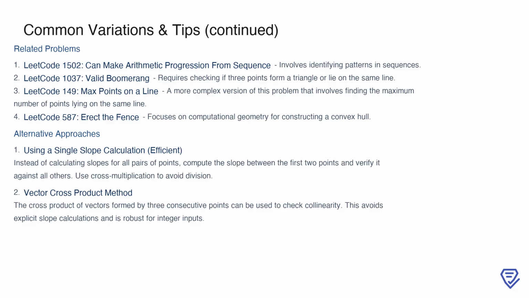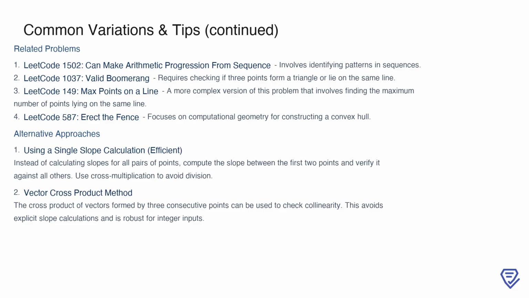Now, in terms of alternative approaches, one efficient method is to compute the slope between the first 2 points and compare it with the slope of all subsequent points. Using integer-based cross-multiplication here ensures that you avoid any precision issues from division. Another robust technique is the vector cross-product method. By calculating the cross-product of vectors formed by 3 consecutive points, you can easily verify collinearity without ever needing to calculate slopes explicitly.